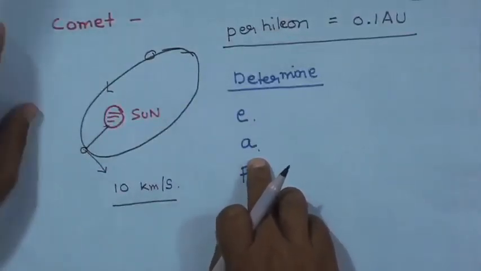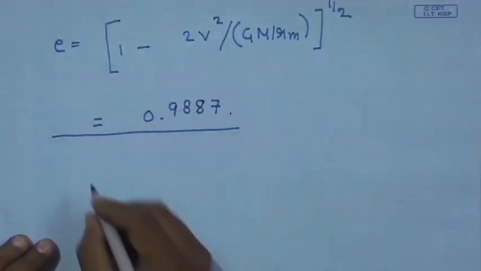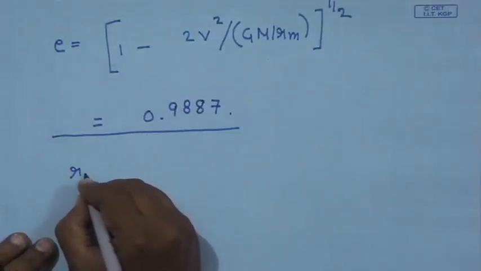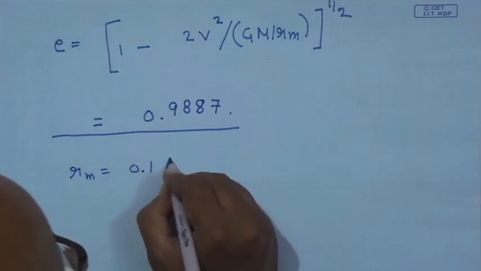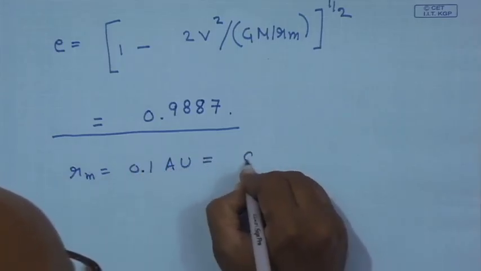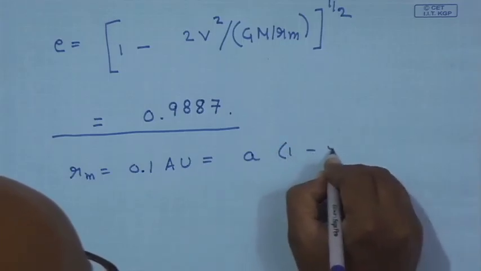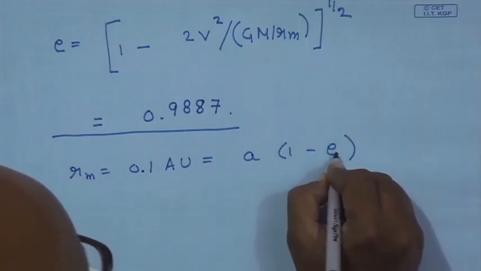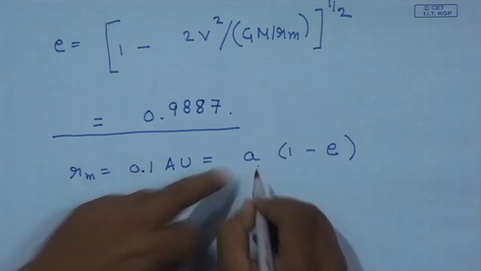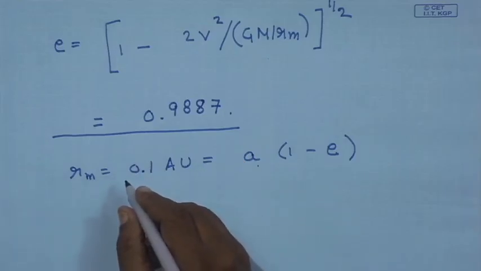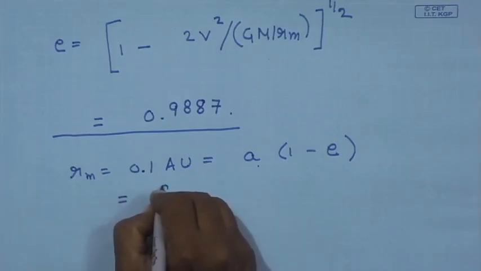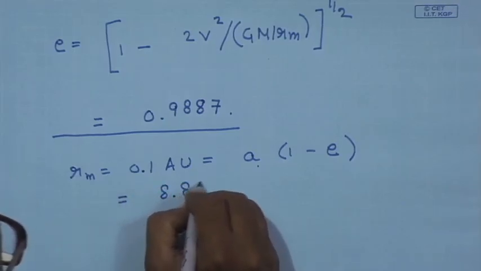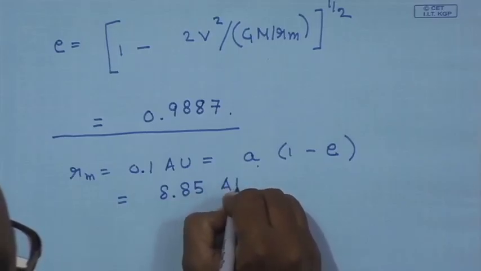Next, to determine the semi major axis: the minimum distance r min, which is 0.1 astronomical unit, we know is the semi major axis into 1 minus the eccentricity. We know the eccentricity, so you can determine the semi major axis, and the semi major axis comes out to be 8.85 AU.